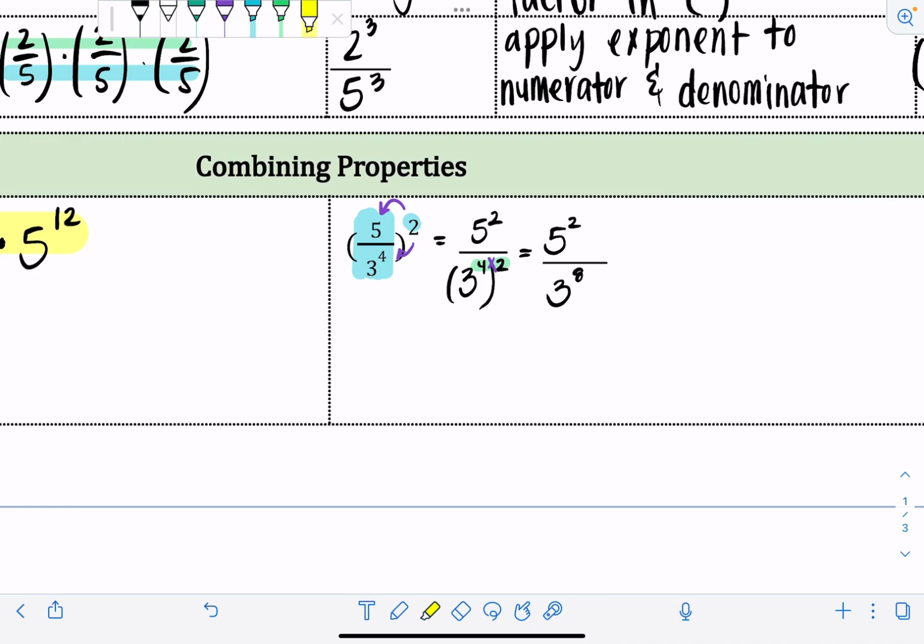I'm not going to get my final answer without exponents. That 3 to the 8th power is going to get pretty big pretty quickly. And I can't simplify anything beyond this just because the 5 and the 3 are not the same base. So I can't use that property where I subtract the exponents. So 5 squared over 3 to the 8th power.